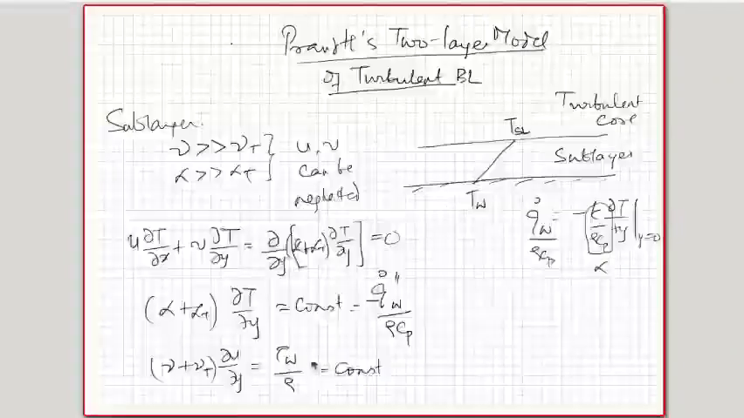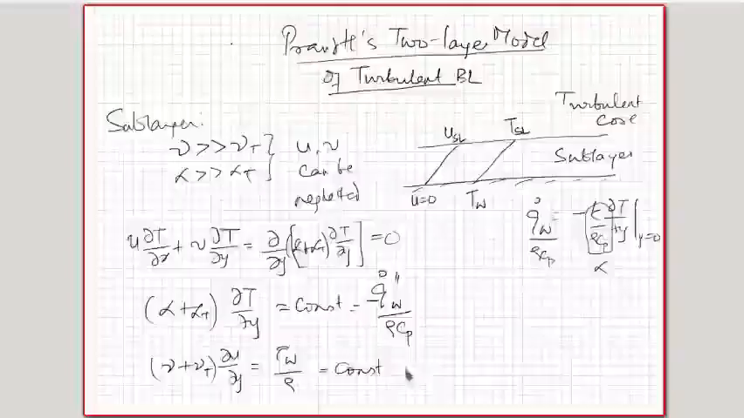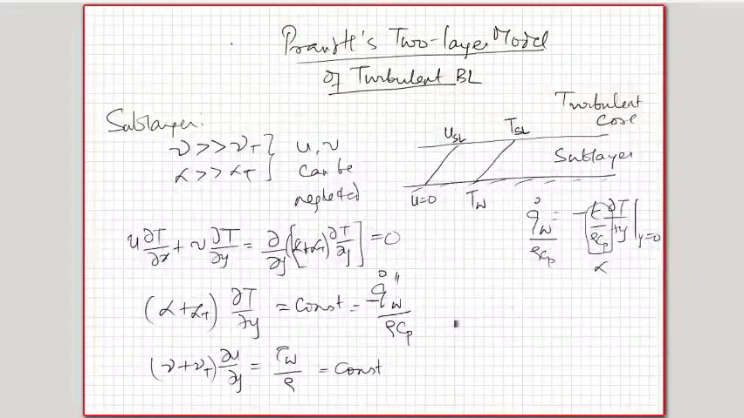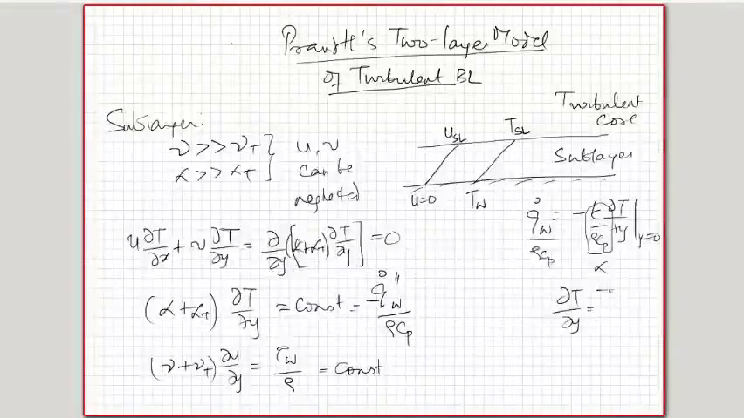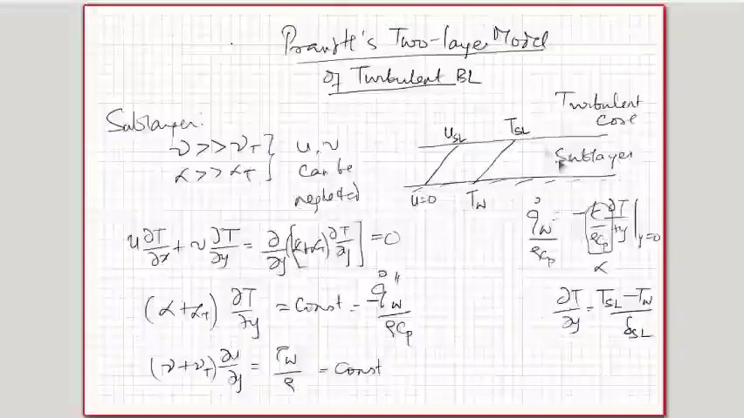Then this gives me del u by del y is a constant in the boundary layer, and therefore that will also look like something like this. This is u equal to 0 at the wall, and let's call this USL. So you can say del T by del y in the sublayer would be equal to TSL minus T wall divided by delta SL, where delta SL is the thickness of the sublayer.